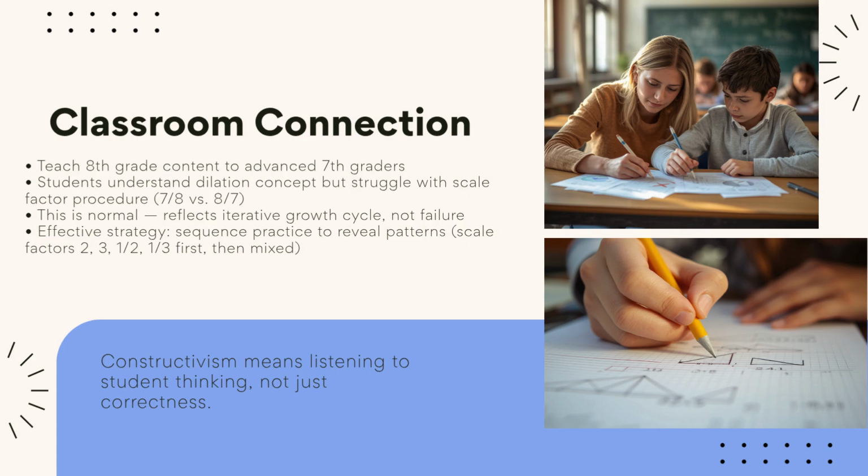In my classroom, when I see students mixing up 7/8 and 8/7, I don't just mark it wrong and move on. Instead, I sequence the practice so the pattern is visible. Start with the scale factors of 2, 3, 1/2, 1/3. Clear cases where bigger is an enlargement and smaller is a reduction. Then gradually introduce the trickier fractions. That way, students can build the connection themselves.